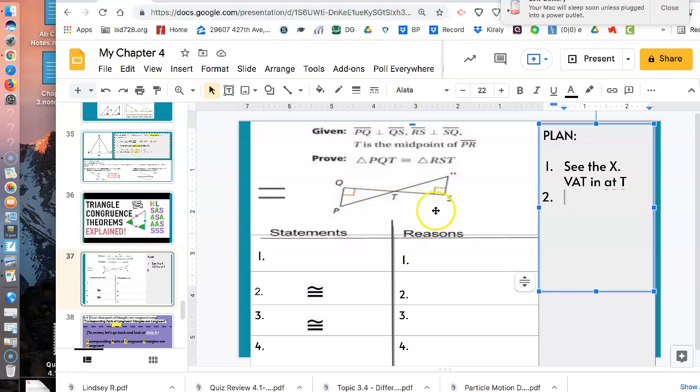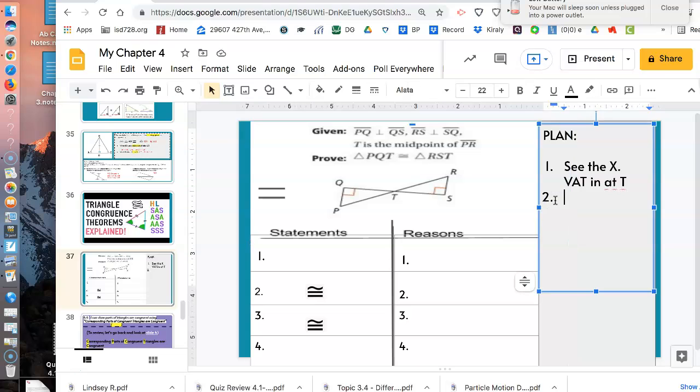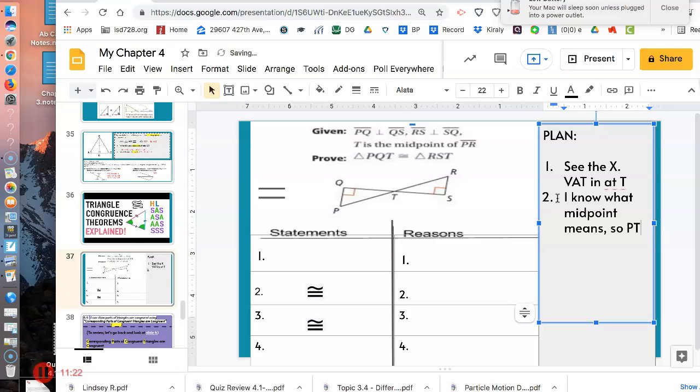Next up, can I get any sides? Yes, I could get the third angles congruent by the third angle theorem, but there's no triple A or angle, angle, angle. But back in the given, I was told that T is a midpoint of PR, which means it slices it into two equal pieces. So I'm going to use the fact that I know what a midpoint means. So my brain gets to say that I know from P to T is going to be the same distance as from R to T.